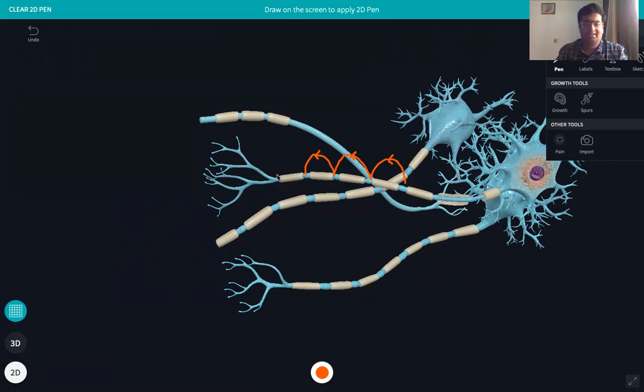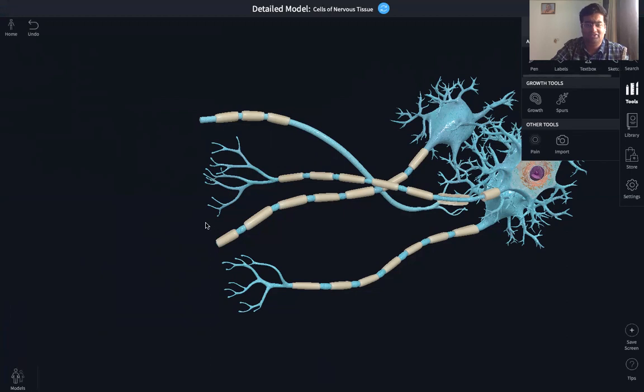Now, as soon as the impulse reaches the axon terminals, we have these axon endings, which will actually be swollen in the form of a bulb. So there will be axon bulbs or swollen knobs present at the end of each axon.